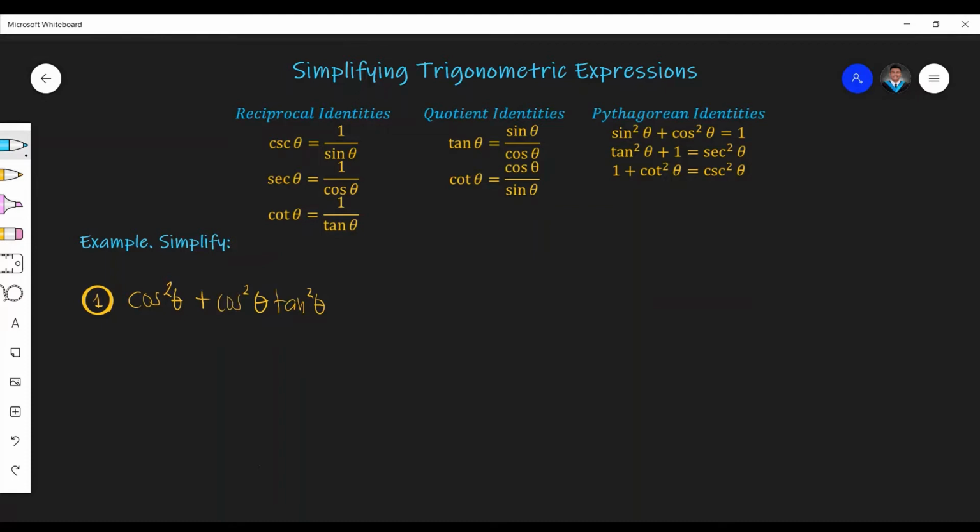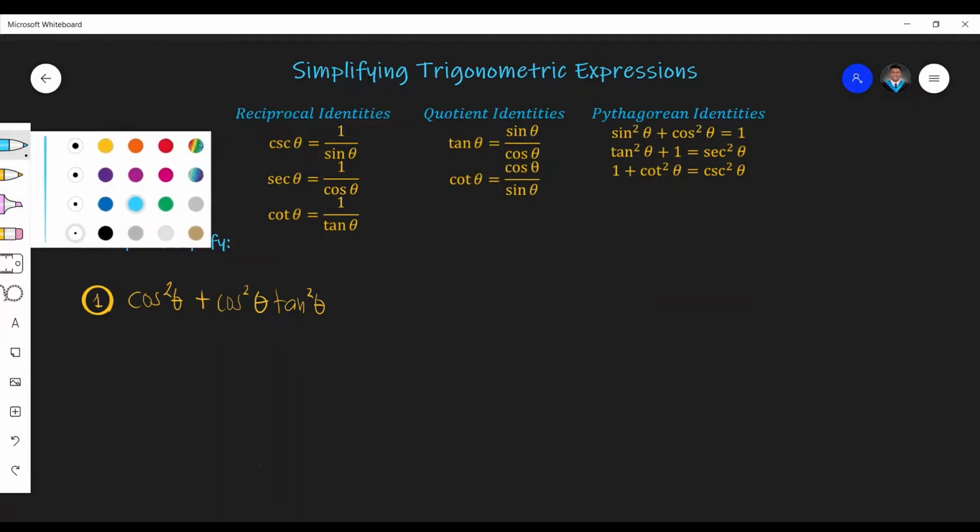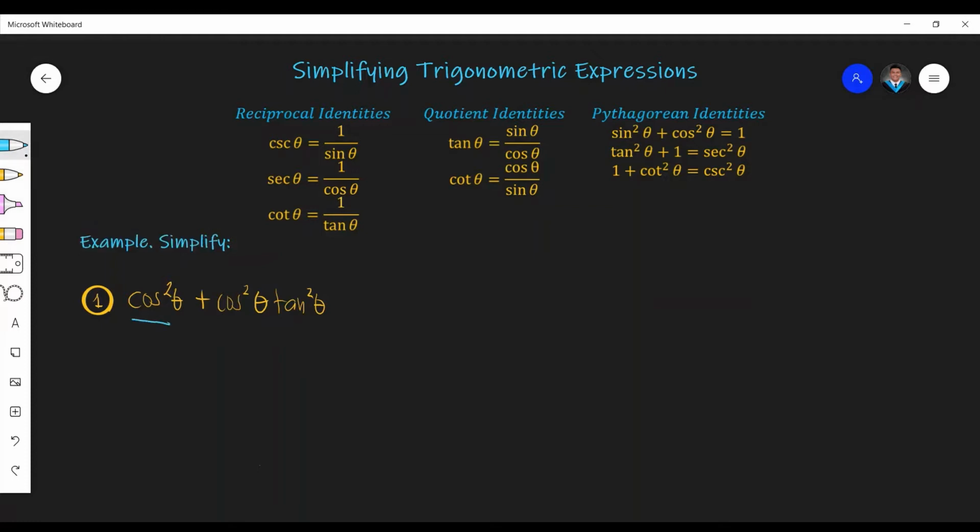Now, sa ating first example, to simplify this one, ang first natin gagawin dito is we can apply the idea of factoring. Kasi alam naman natin na yung two terms ng given expression natin dito ay meron silang common factor, and that is cosine square. Yun yung common ng dalawang terms. So that means we can factor this out. So to factor this out, ang mangyari, we get cosine square theta. Ito malabas yung common factors niya.